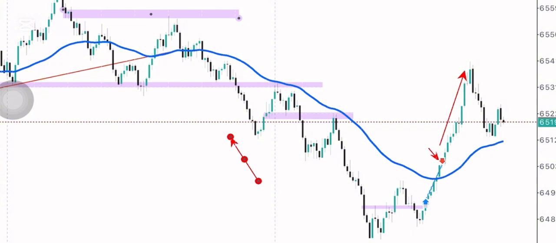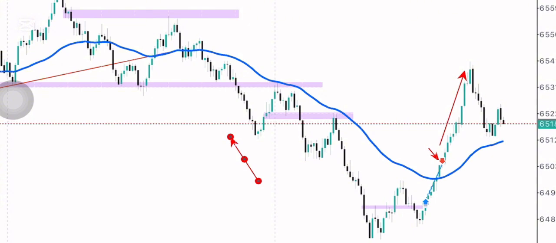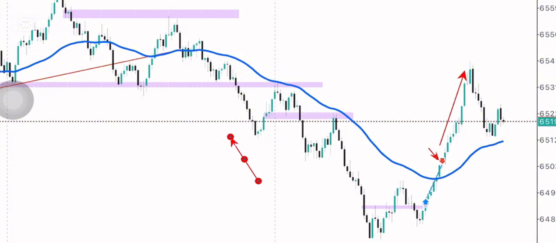So this is the market structure strategy. Let me know in the comment section which of these strategies is best for you. Which do you like most? Me, I like the three of them, and I'm going to be using the three of them. I have been using them.